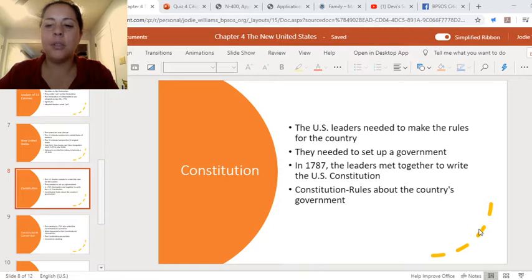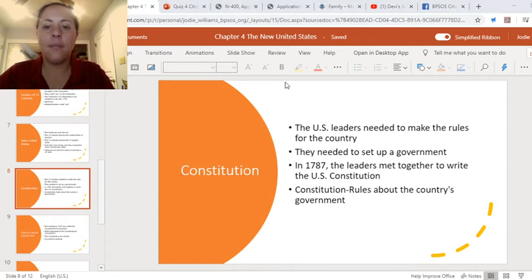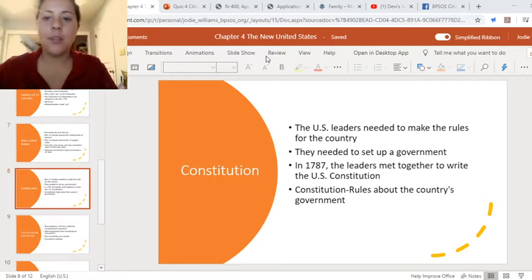Let's talk about the Constitution. Okay, the Constitution. The U.S. leaders needed to make the rules for the country. This is on page 56 in your book. We are reviewing chapter 4 for the chapter 4 quiz. And then we will continue with the N400 application.